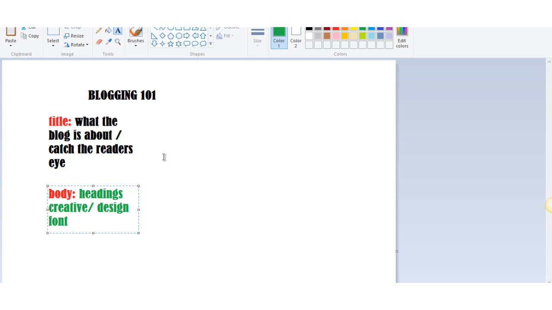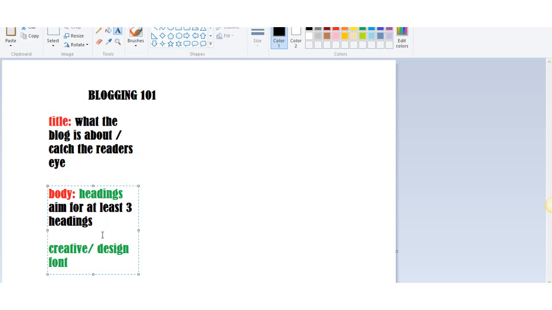But when it comes to headings for the body, you want to put headings throughout, and I say aim for at least three headings in your blog. And the reason I say this is because you want to separate your blog, as in put some spaces, like right here.